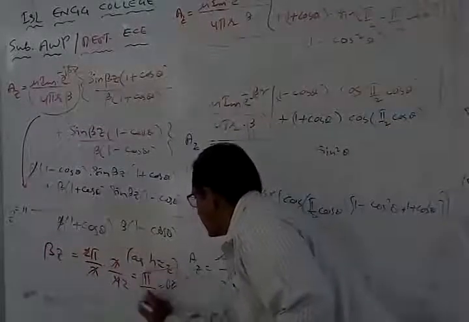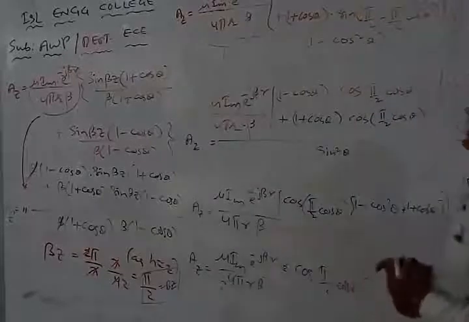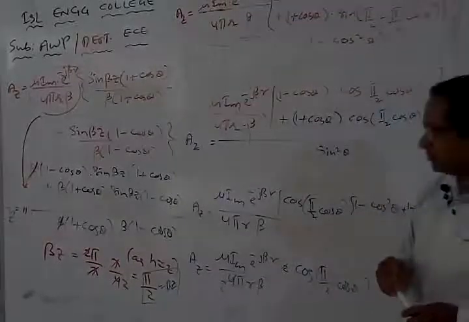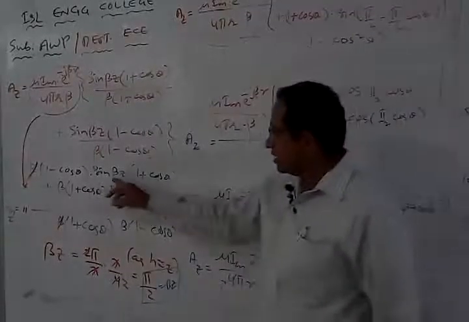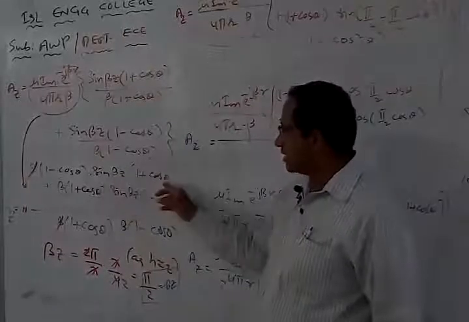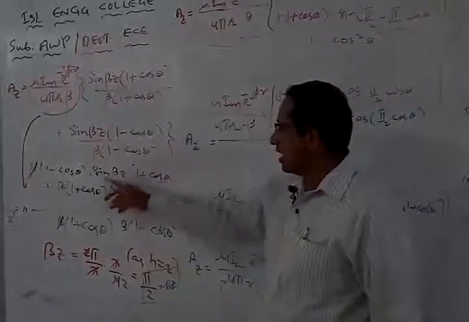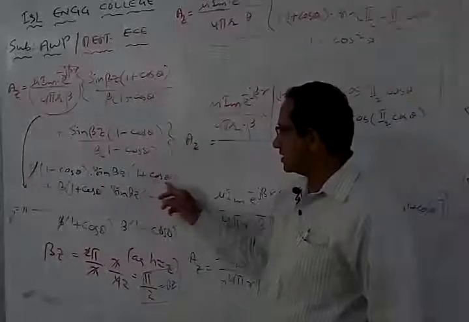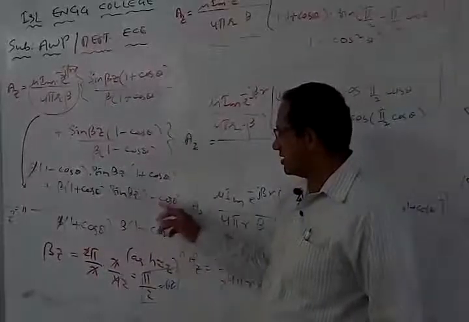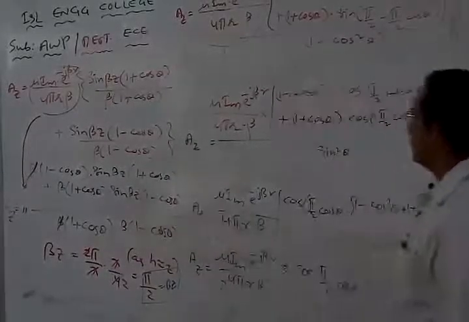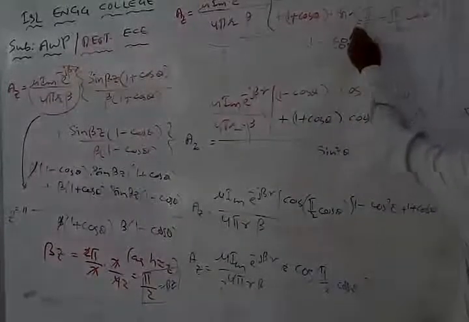Beta z we have got as equal to pi by 2. Now that pi by 2 we have to substitute in this equation. In this equation, if you take beta z into the parenthesis, I can write sine of beta z plus beta z cos theta. Here also sine of beta z minus beta z cos theta. So beta z is represented with pi by 2.